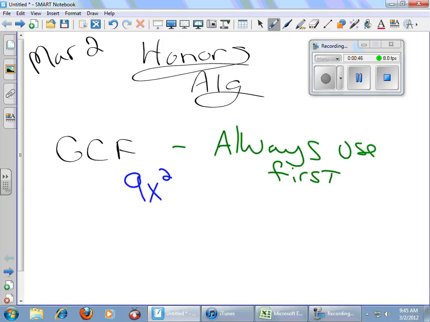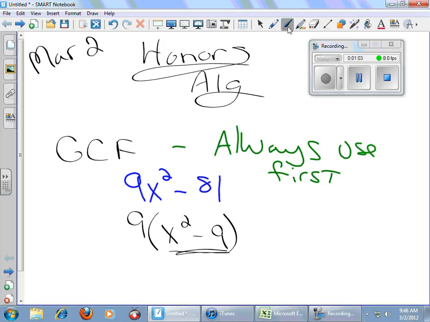9x squared minus 81. Now some of you might go, hey, that's the difference of perfect squares. It is, but you need to GCF it first. Yeah, let's GCF it. So let's pull a 9 out. And then we're left with an x squared minus 9. And then you see this part here is still the difference of perfect squares, and it will factor more completely as 9 times x plus 3, 9 times the quantity of x minus 3.